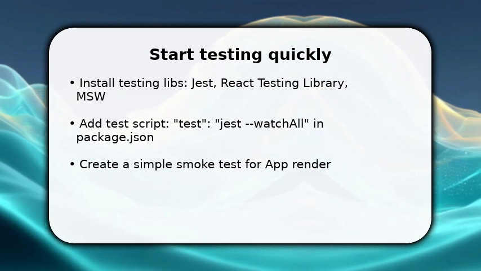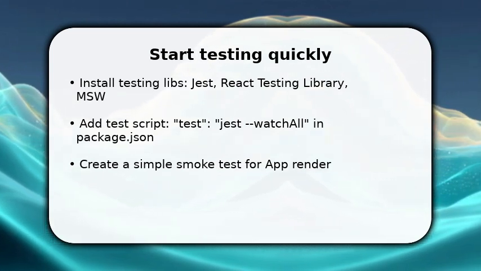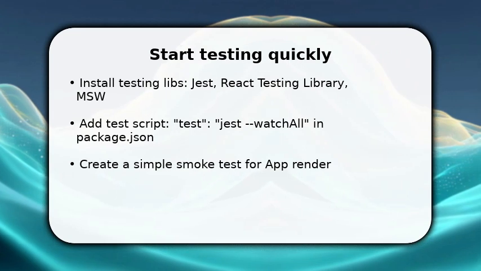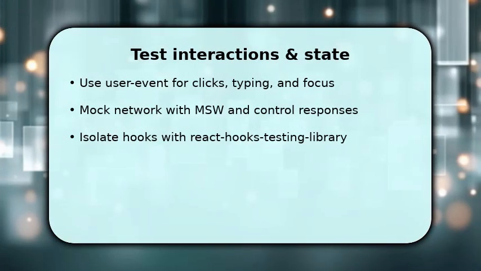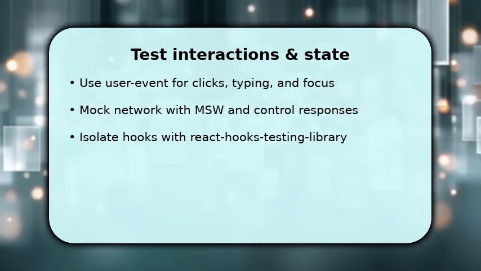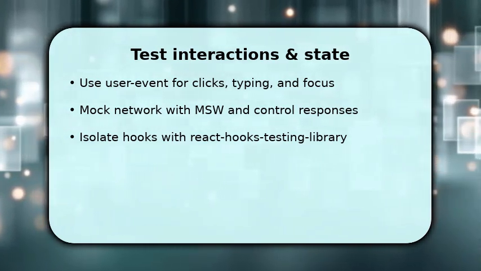Now move into interaction testing to validate behavior, not implementation. Use user event to simulate typing and clicks, then assert DOM changes. This ensures your UI responds like a user expects.